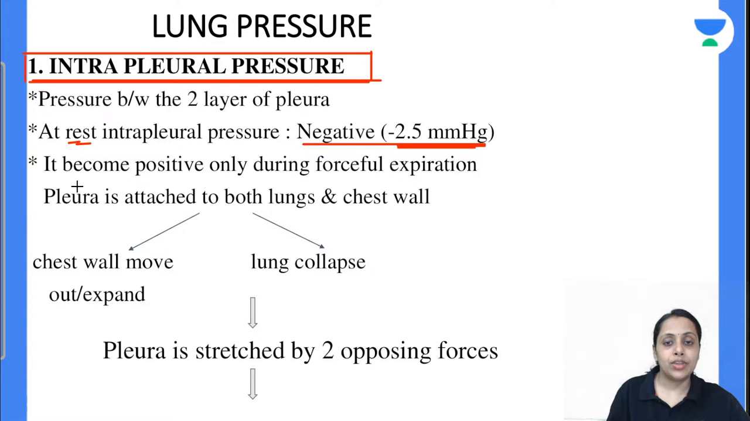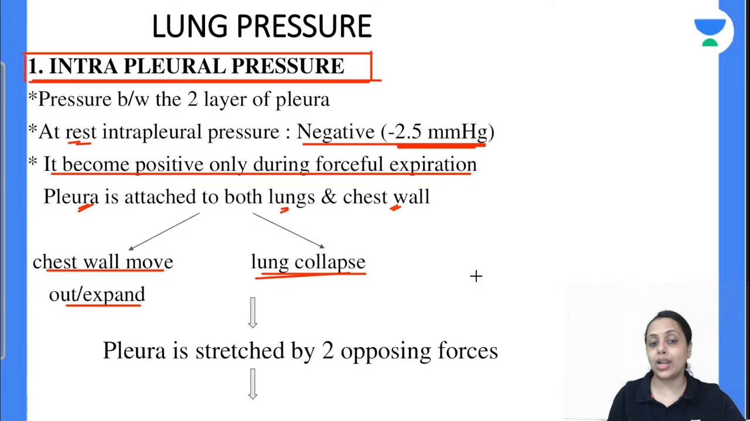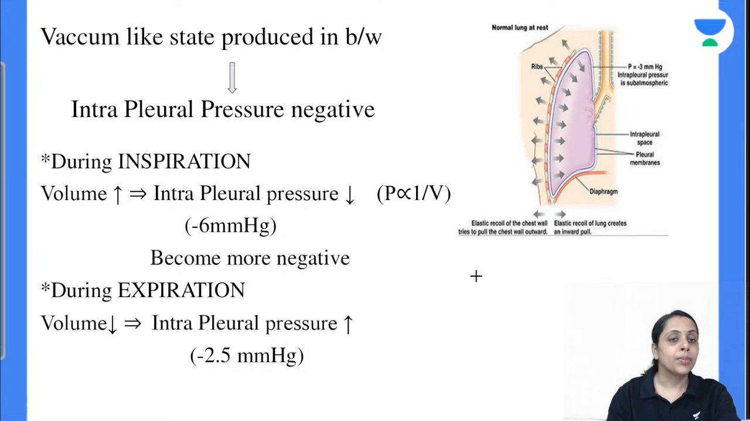It becomes positive only and only during forceful expiration. For normal respiration, it is always negative. Now, why is it negative? Our pleural membrane is attached to the lung on one side and to the chest wall on the other side. The chest wall has a tendency to move outside while the lung has a tendency to collapse. So the pleura is stretched by these two opposing forces, and because of these two opposing forces a vacuum-like state is created between the two pleural layers, and that is responsible for the intrapleural pressure being negative.